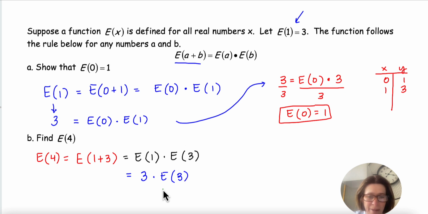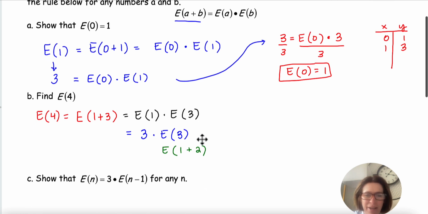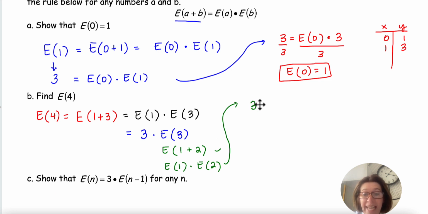E of 3 could be e of 1 plus 2, right? All right, I'm going to come over here. So then this would be e of 1 times e of 2. We see that? We just applied the definition. So now I'm going to come up over here. Okay, so that gives me 3 times, I can substitute 3 in again, 3 times e of 2.